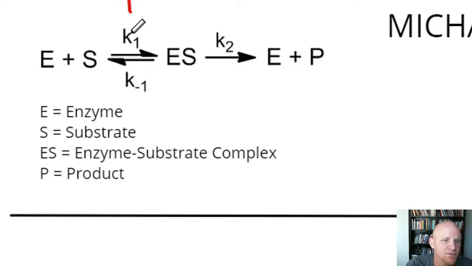K1 here is the forward reaction's rate constant, K-1 is the reverse reaction's rate constant. Then step two, they viewed as the catalytic step, where the substrate was actually converted to product and released by the enzyme. And here, K2 is the rate constant for step two. It's sometimes called K catalytic, or kcat for short. FYI, we'll see that again.